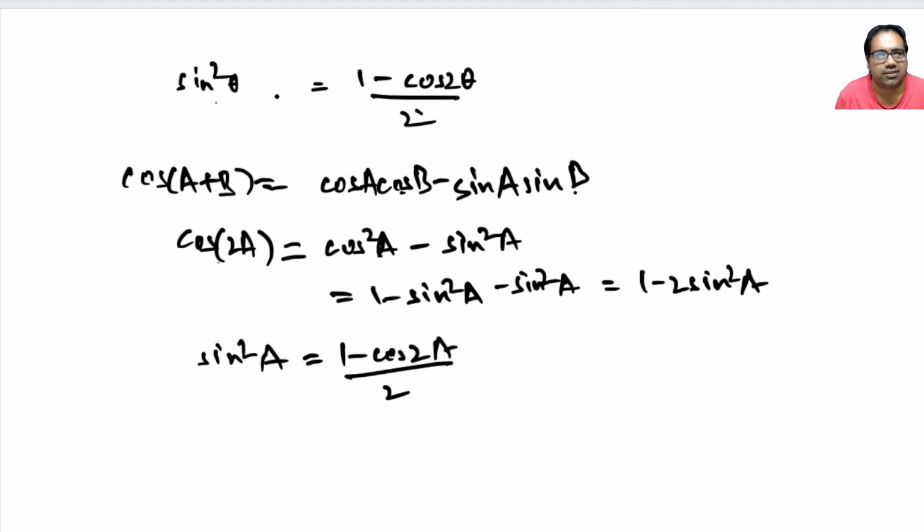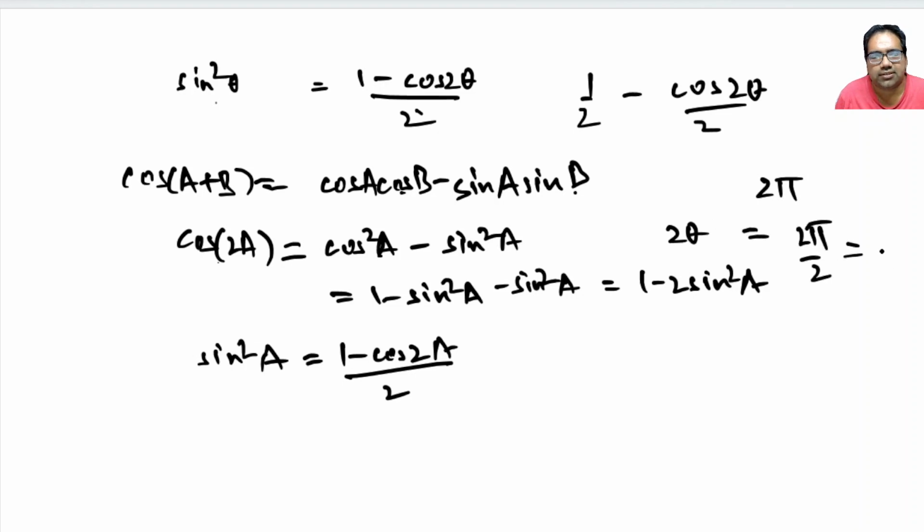Okay. That is this equation. Sine square theta equal to 1 minus cos 2 theta by 2. Okay. Which is nothing but half minus cos 2 theta by 2. Okay. So what is the period of this one now? Period of this one is equal to the period of cos 2 theta. Cos theta period is 2 pi. Cos 2 theta period should be 2 pi by 2, which is nothing but pi.